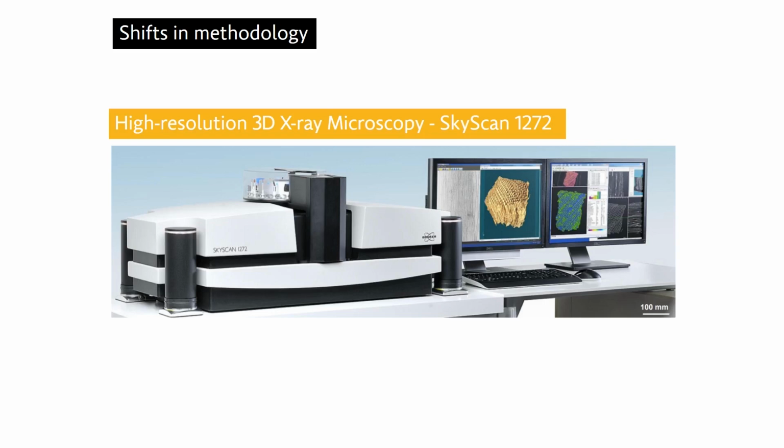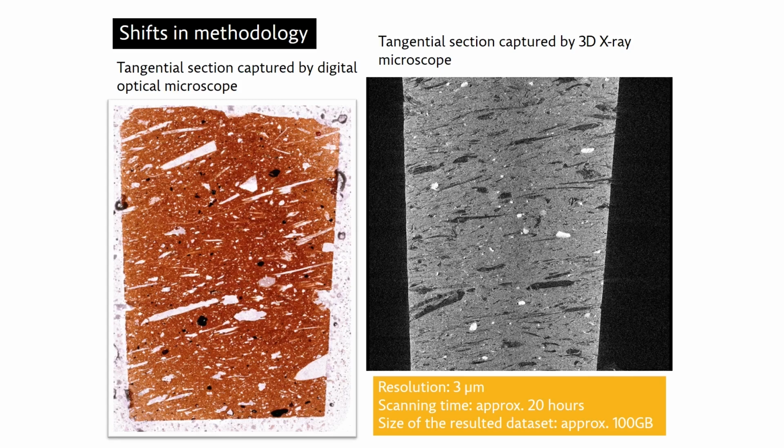Currently, we use a high-resolution 3D X-ray microscope, SkyScan. In an attempt to reach a resolution similar to the resolution of thin section images, we need to reduce the size of the sample to approximately 10 millimeters. The only advantage in terms of destructiveness is that we do not need to cut two samples from two sections, just one for the scanning. With such a sample, we can reach the resolution of 3 micrometers after approximately 20 hours of scanning. Size of the resulting dataset is approximately 100 gigabytes.